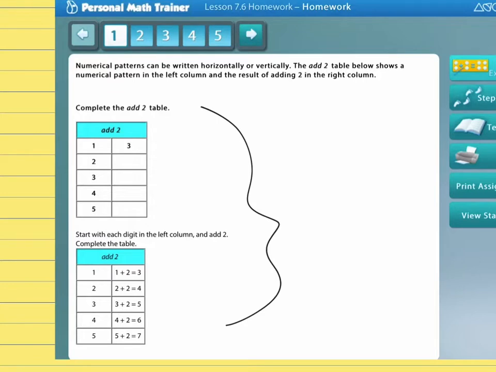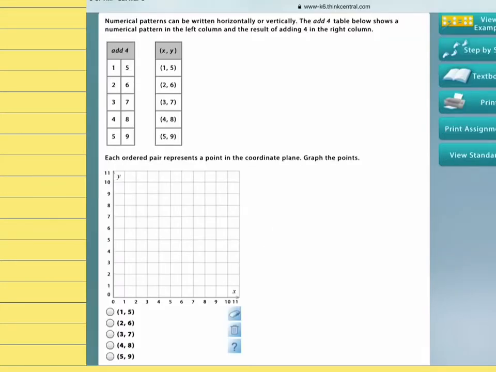It's an input-output table. For question number 2, we're looking for patterns, but this time we're looking for patterns on a coordinate plane. So the rule here is add 4, and that gives us our xy coordinate. So if x is 1, then what is y? So we just do that, and then you plot the points, each ordered pair. So the first point, you click on this, and then you go 1, 5. So over 1 up 5, that's that point there. 2, 6, that point there.